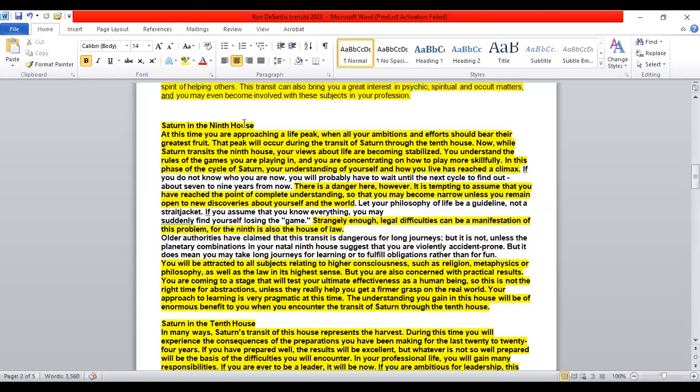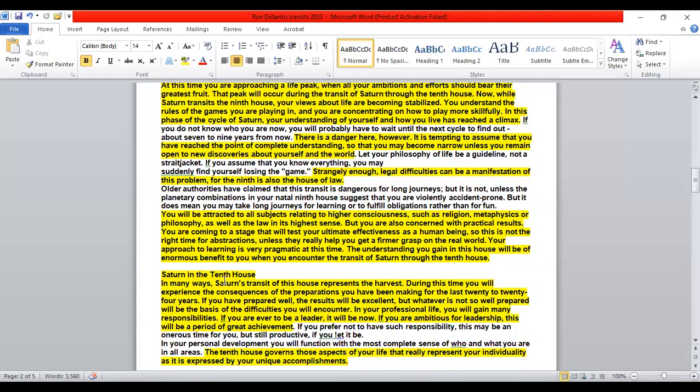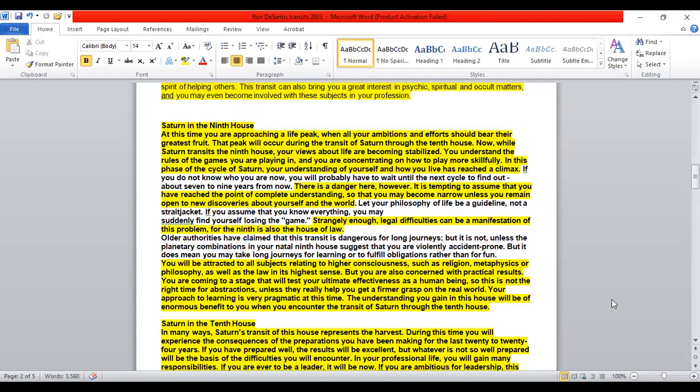Saturn in the 9th house, this is where it's at now. So we're going to read that, then we'll see what happens. It goes over into the 10th house. You're approaching a life peak when all of your ambitions and efforts should bear their greatest fruit. That peak will occur during the transit of Saturn through the 10th house.